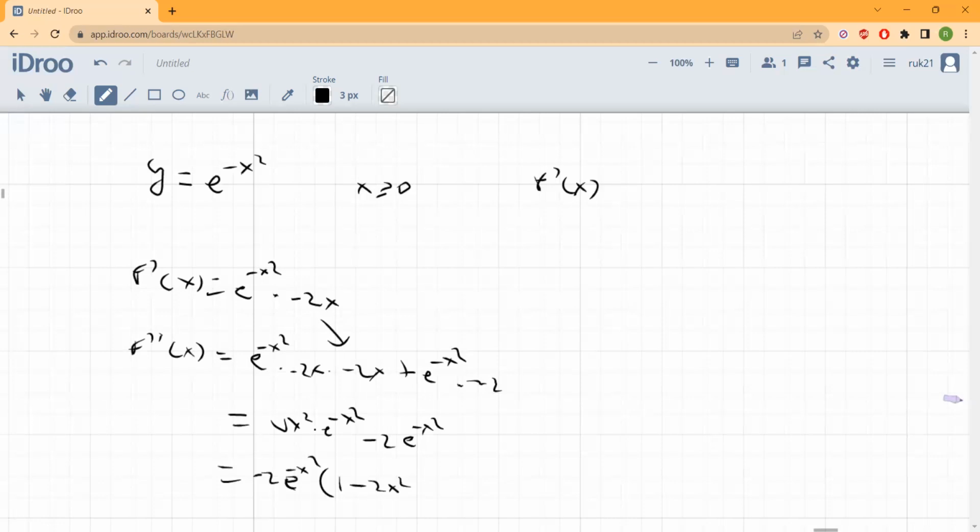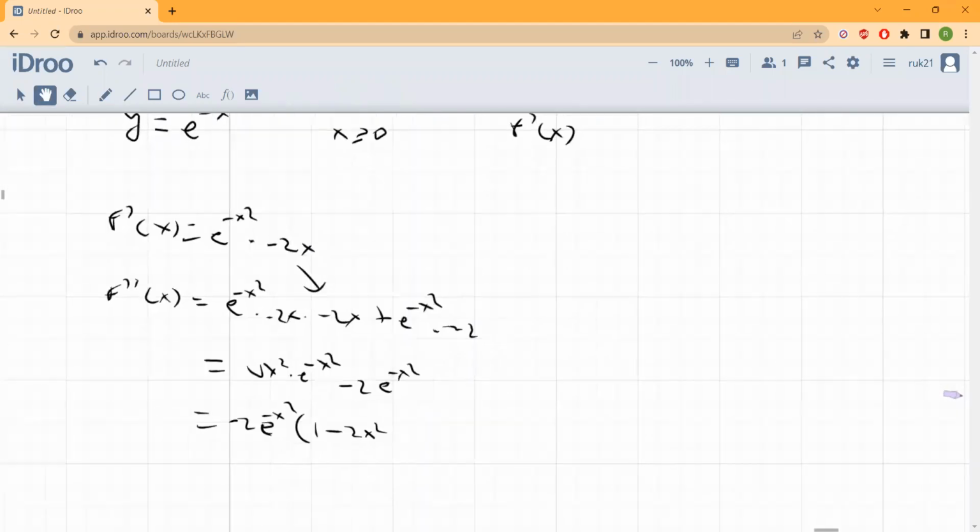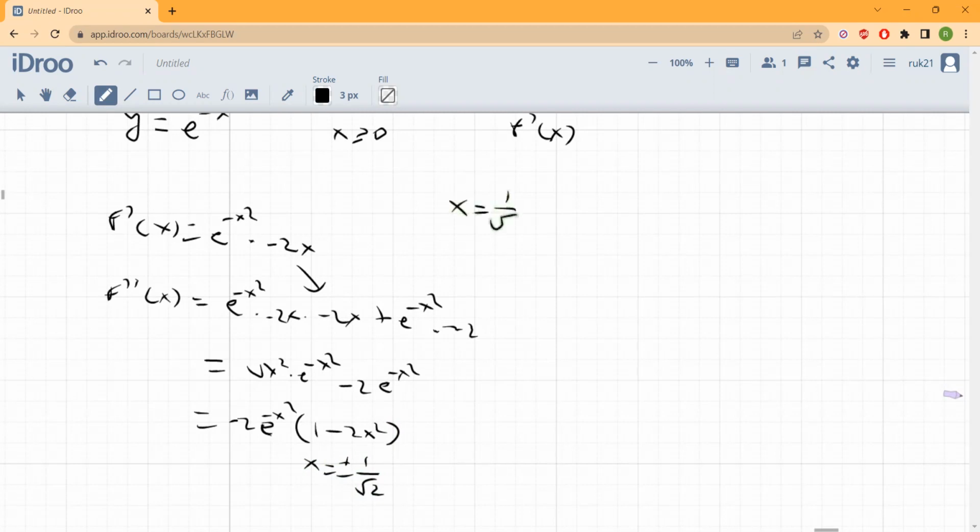So e to the power of negative x squared does not equal 0. Oh, it equals 0 when x is equal to infinity, but we can't really analyze that. But over here, we know that it's 0 when x is plus or minus 1 over root 2. The negative one can't be, because we're only considering x's which are greater than or equal to 0. And so that means that the steepest slope will be at x equal to 1 over root 2.